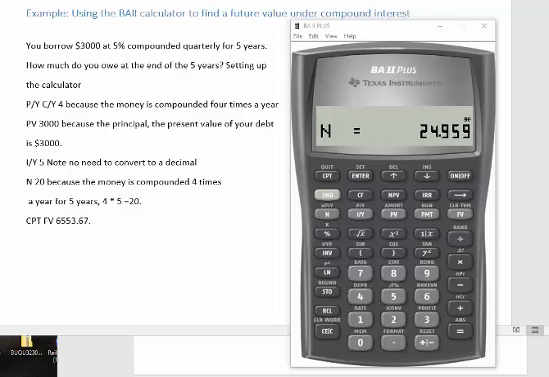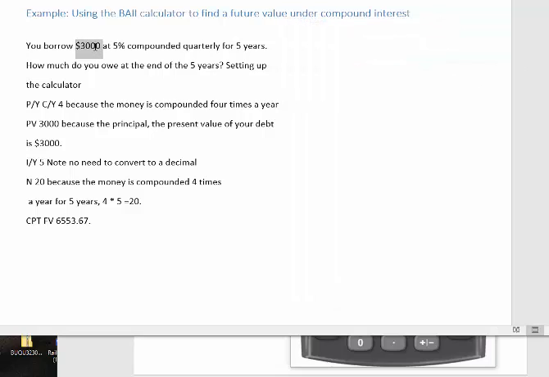The purpose of this screencast is to walk through setting up the BAII Texas Instruments calculator to calculate a future value with compound interest. So we borrow $3,000 at 5% compounded quarterly for 5 years.